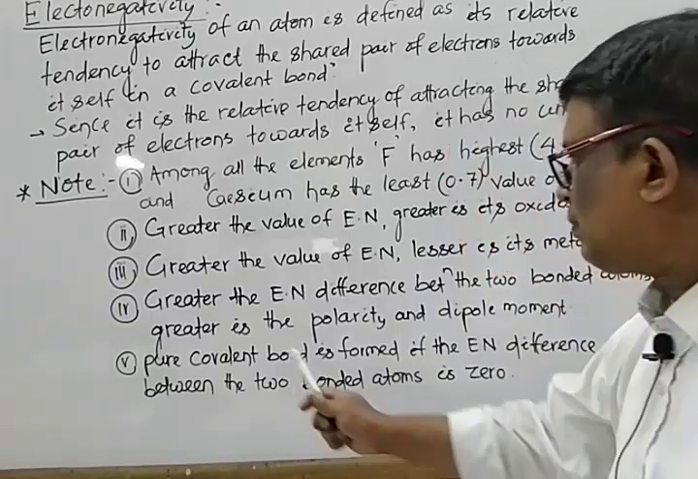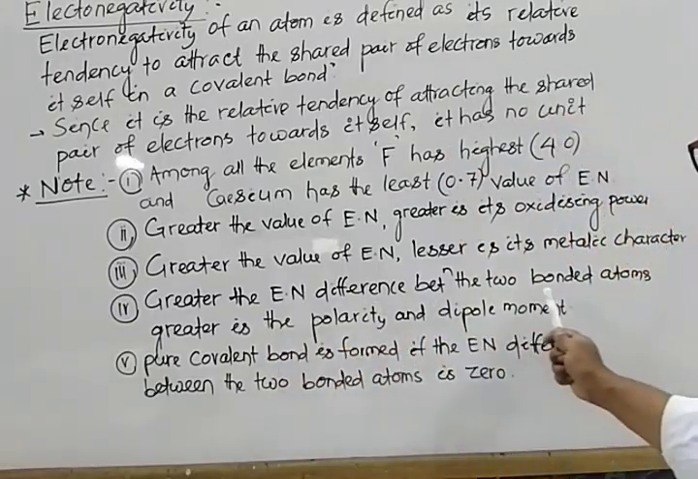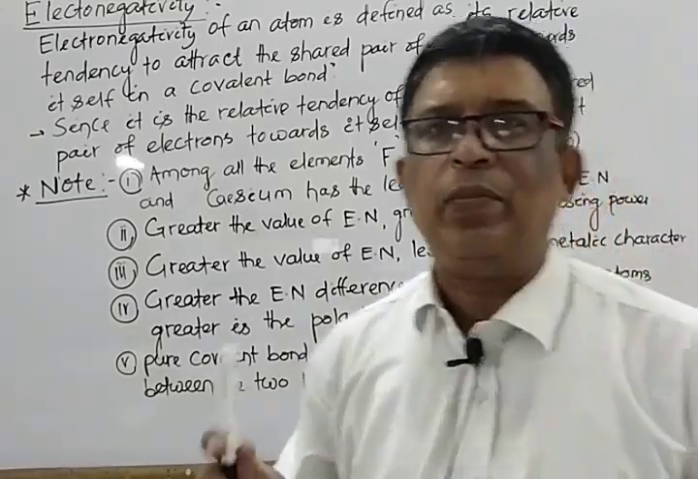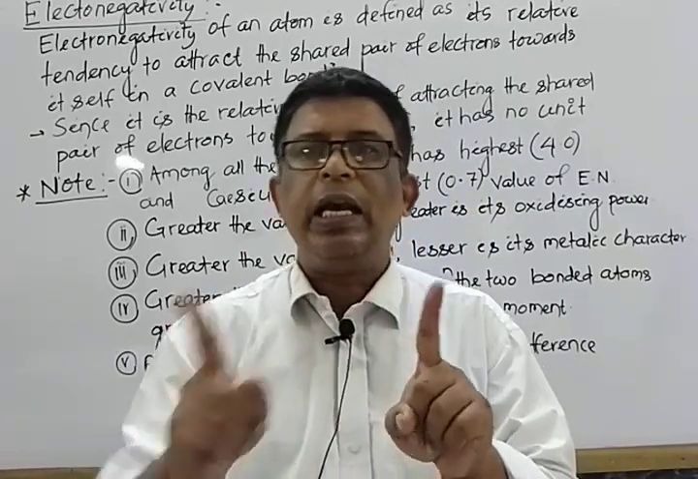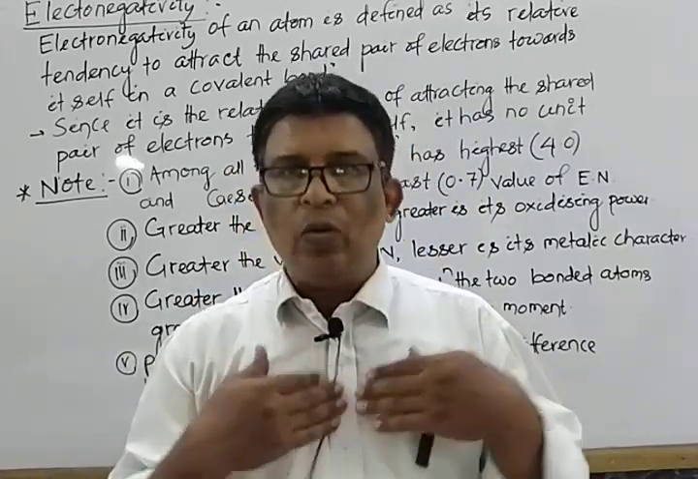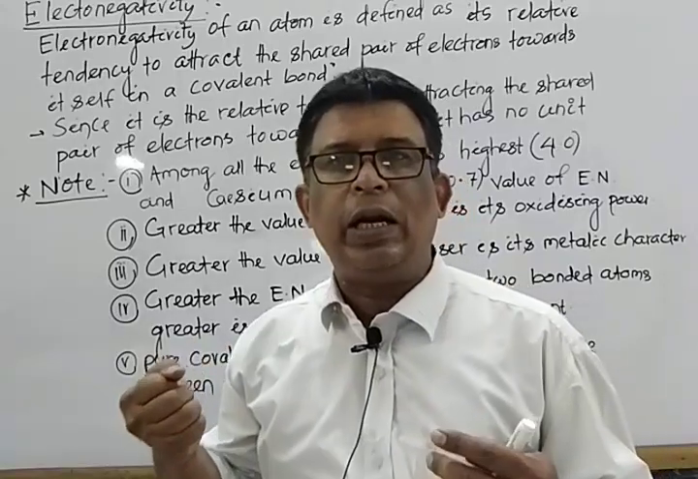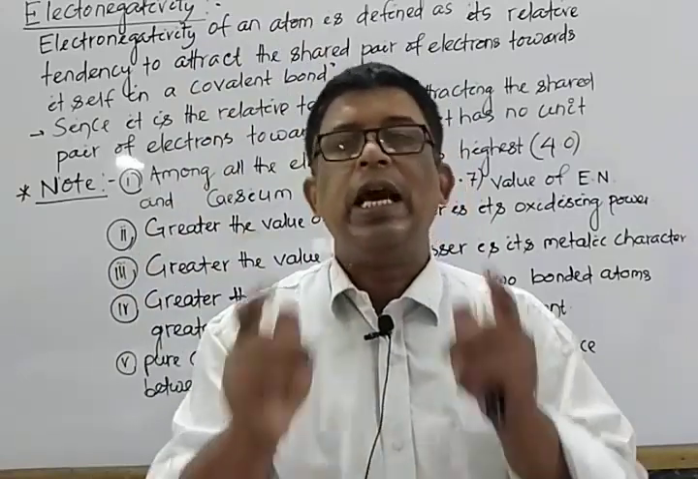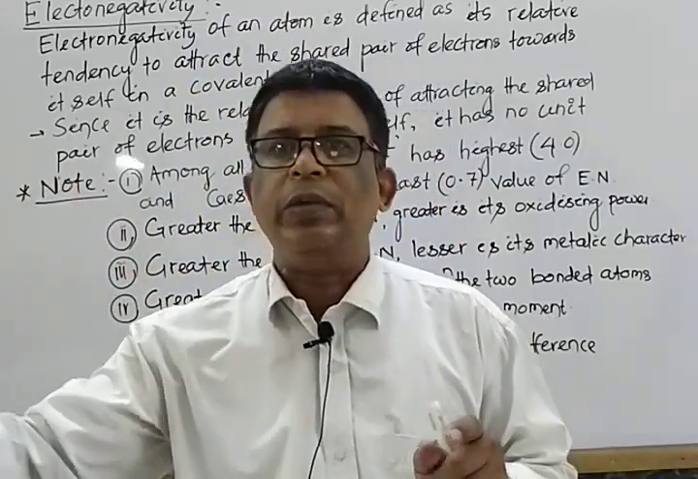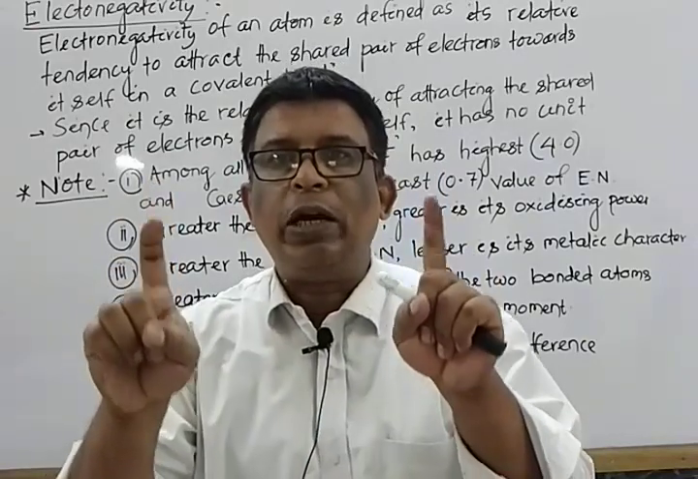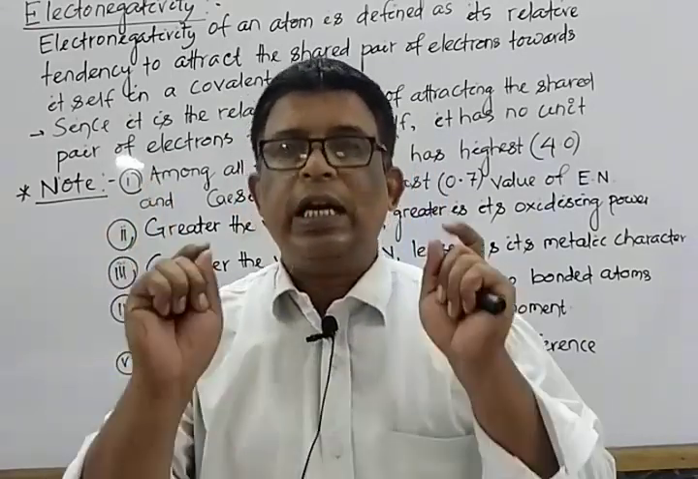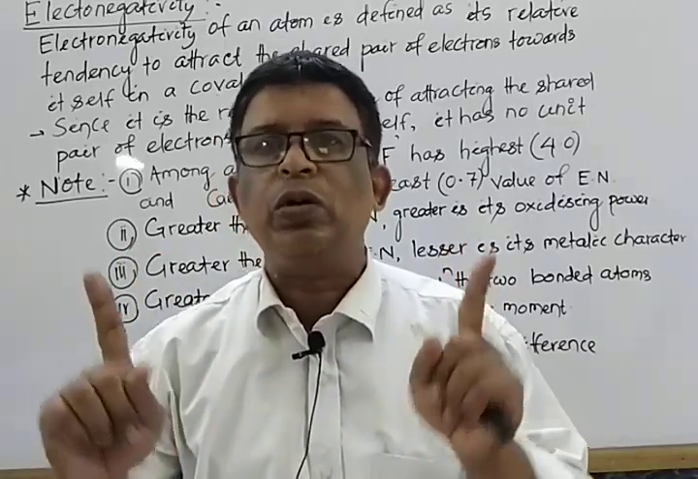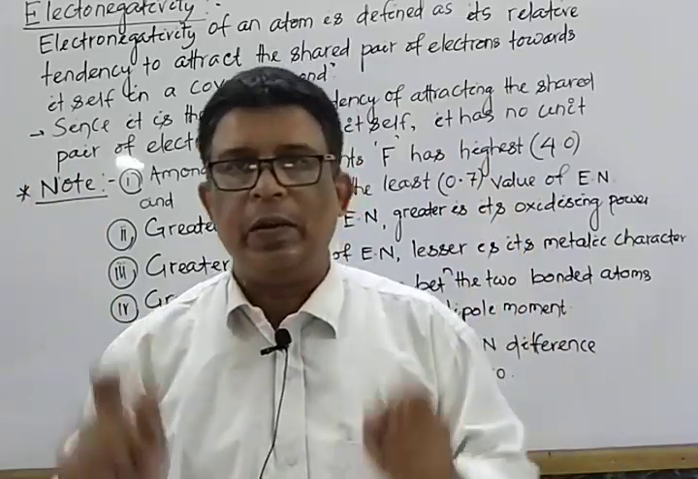Next one is, the higher the electronegativity difference between the two bonded atoms, the higher is the polarity and the higher is the dipole moment. That means two bonded atoms are there. If the electronegativity difference is higher, one atom withdraws the shared pair of electrons towards itself, as a result of which there is a development of partial negative charge. If there is a partial negative charge on that atom, there is a partial positive charge on the other. So development of two partial charges, we say, is the development of polarity. There is a development of dipole. Di means two, pole is the partial positive and negative charge.